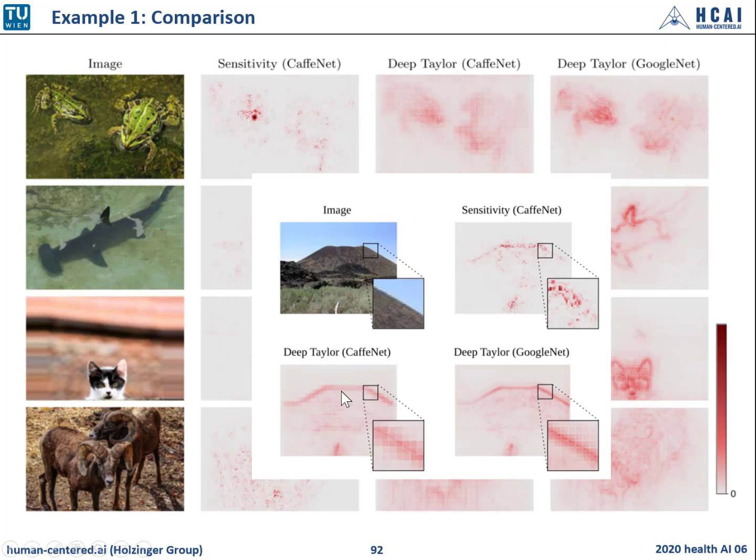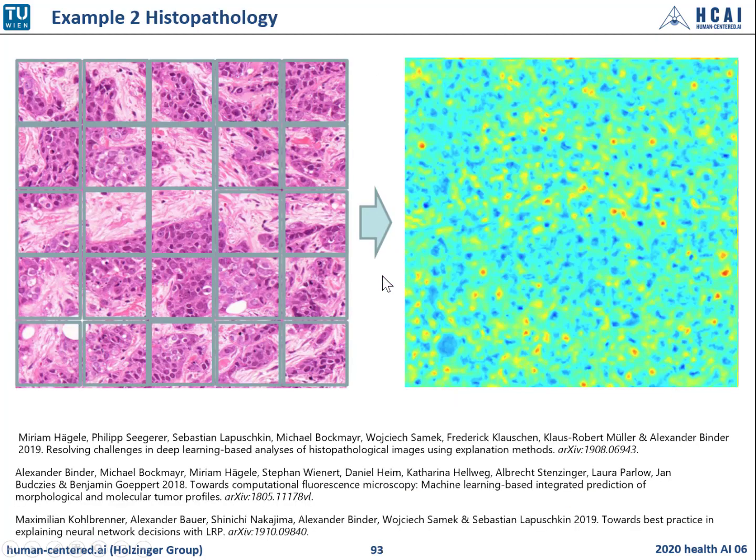Okay, so this is just an example. So images of different classes: here we have frogs, sharks, cat, sheep. And this is given as input to a deep network and displayed next to the corresponding heat maps. And the heat map scores are summed over all color channels of the image.